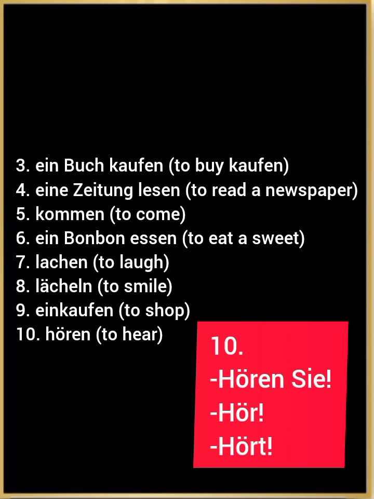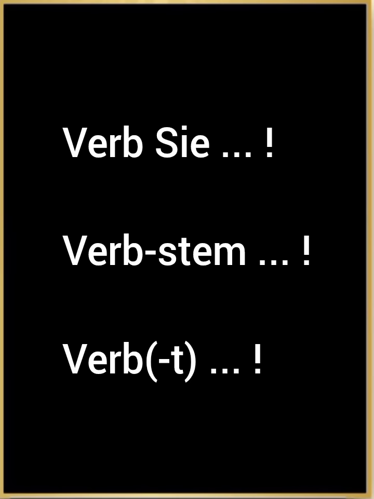So you've seen from the examples given above that we have followed the same pattern. Sie form, verb, and then Sie. Du form, verb stem. And then ihr form, verb with an ending T. And basically, that is how you get to form requests in the Sie, in the du, and in the ihr. I'd like you to go ahead and form as many examples as you possibly can. Come on Monday. Kommen Sie am Montag. Komm am Montag. Kommt am Montag. Play football. Spielen Sie Fußball. Spiel Fußball. Spielt Fußball.